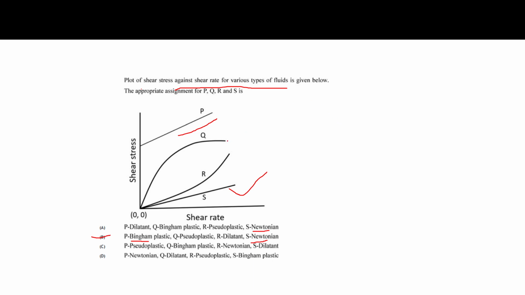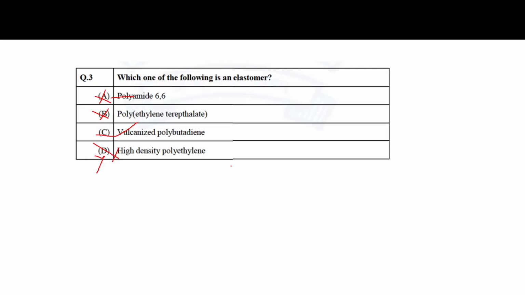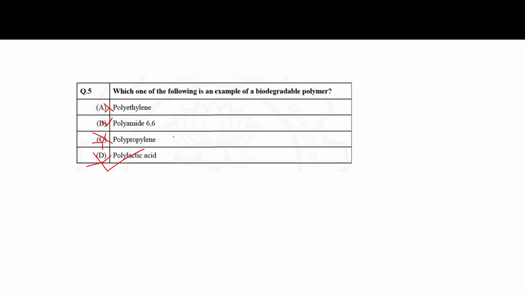So these two, pseudoplastic and dilatant, are the non-Newtonian type behavior. For the pseudoplastic, the shear stress decreases with shear rate, but for the dilatant one, with increasing shear rate, the shear stress increases. Then the elastomer: vulcanized polybutadiene is an elastomer.